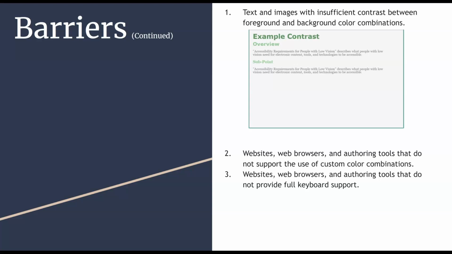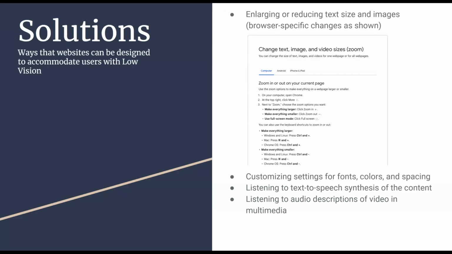And finally, websites or web browsers or authoring tools that do not provide full keyboard support. So many of those that are visually impaired may need to tab through the various pieces of the website, and they'll need to do that on a keyboard. I've included some solutions that could help with this problem, and these are ways that websites can be designed to accommodate users with low vision.